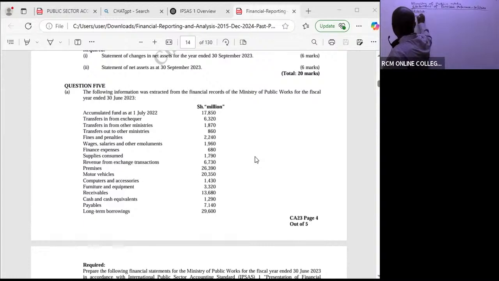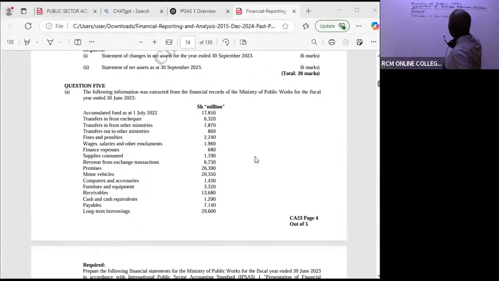Transfers in from exchequer. I can see 6320. Then we have transfers in from other ministries, money coming to us. That is our revenue. From other ministries, I can see 1870. And whenever you pick a figure, please tick it, so you don't get to choose it again.